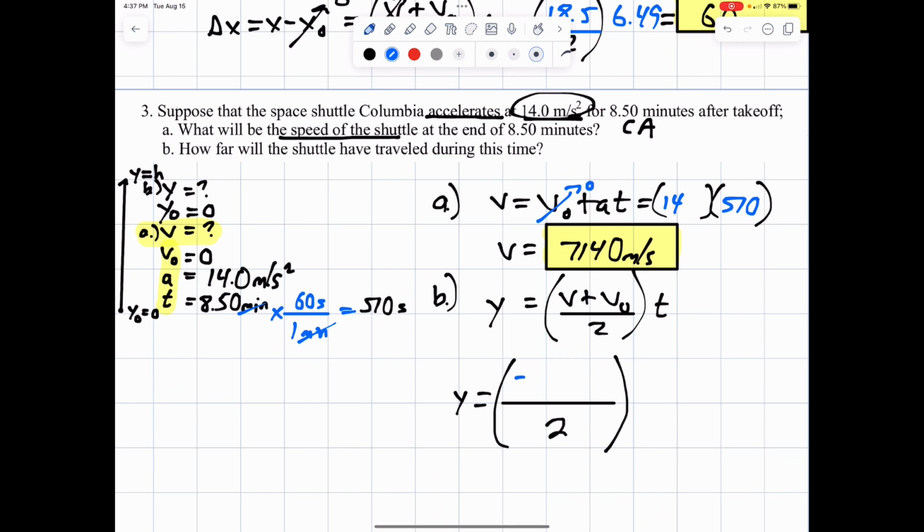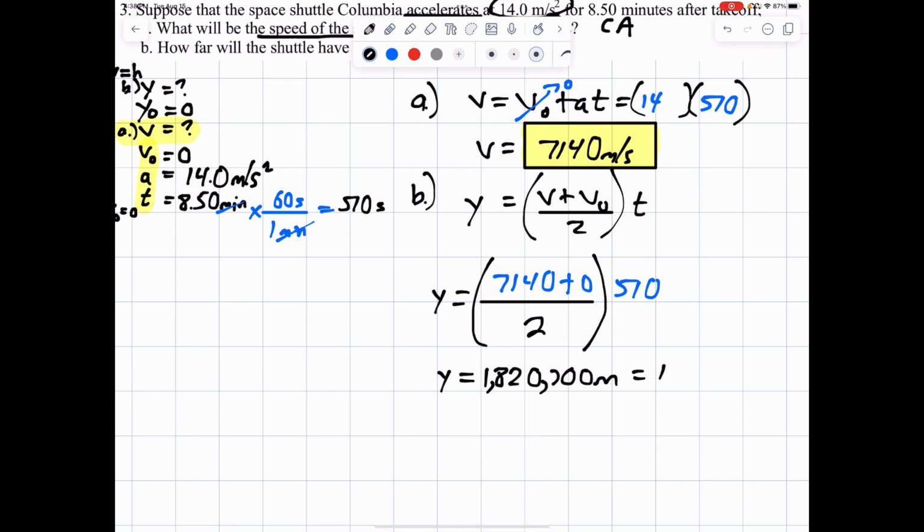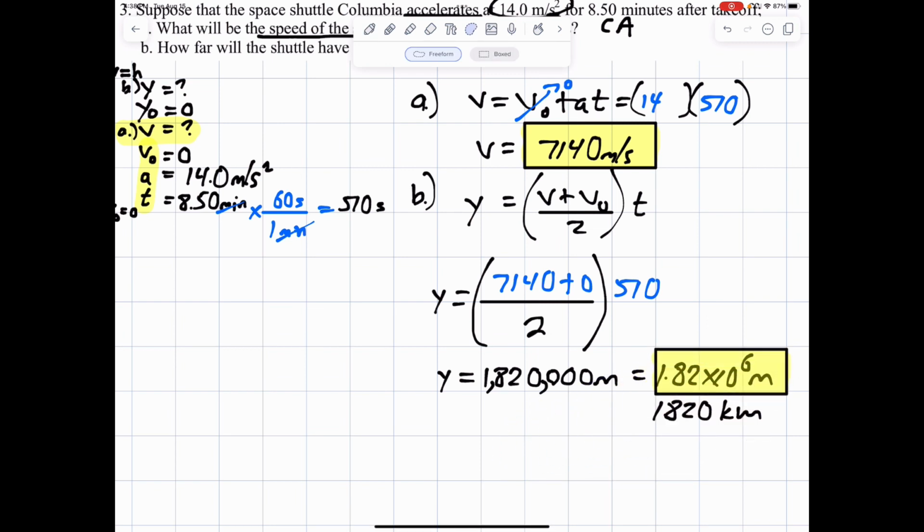Okay, v final is 7,140, right, plus 0, times a time of 510 seconds. So 7,140 plus 0 divided by 2 times 510. And we're looking at about 182.07, so 1.82 times 10 to the 6 meters, which if you move the decimal place 3 to the left, would be 1,820 kilometers high, right? So that's another way we can think about it too. Either of those would be fine.